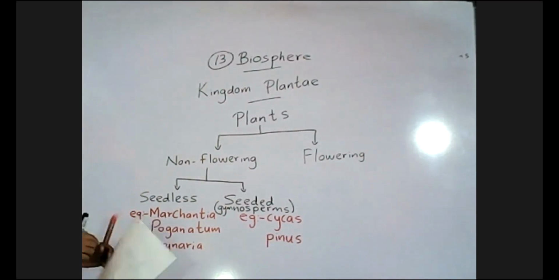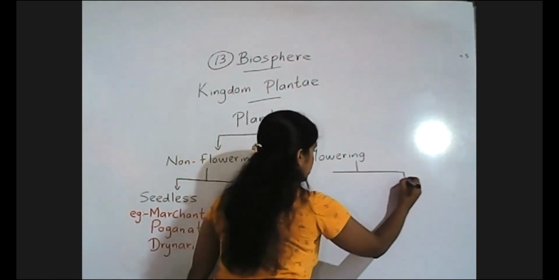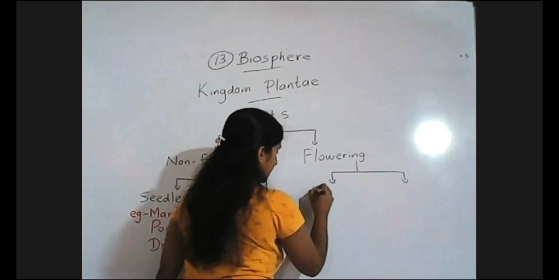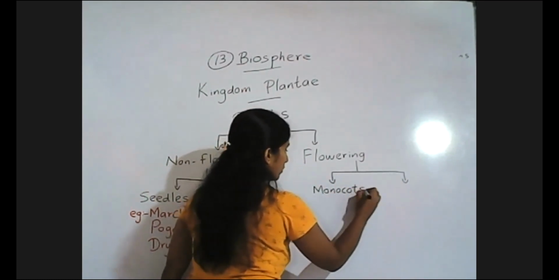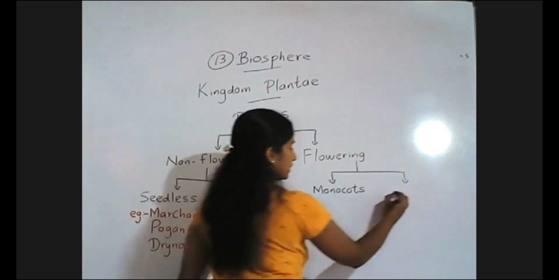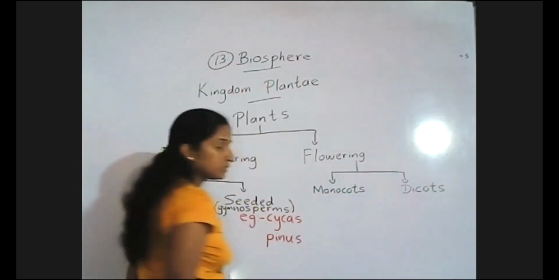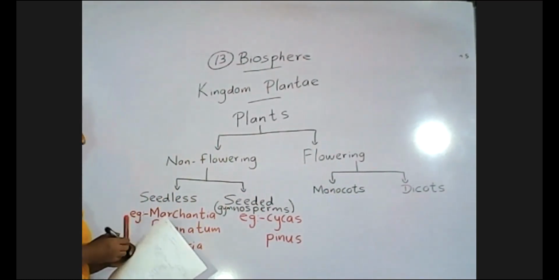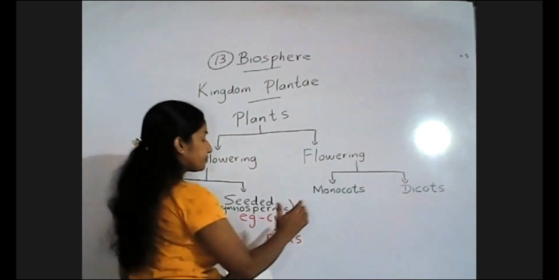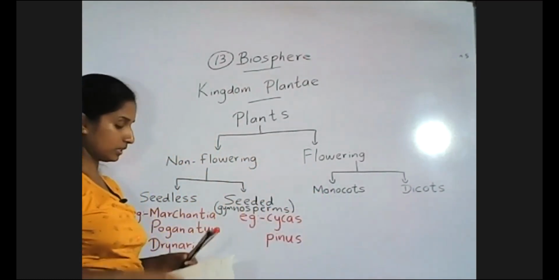Then the flowering plants, Pute, again we can divide into two categories. I think you can remember them as monocots, or monocotyledonous plants, and dicots, or dicotyledonous plants. There also we have to remember the differences between these two, monocots and dicots.